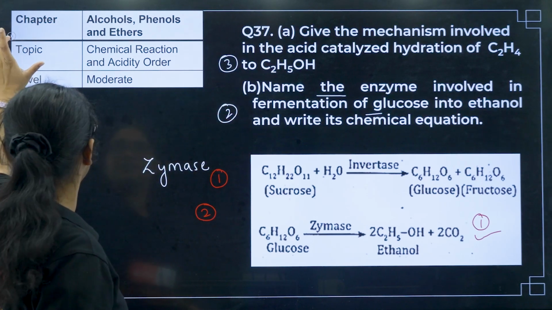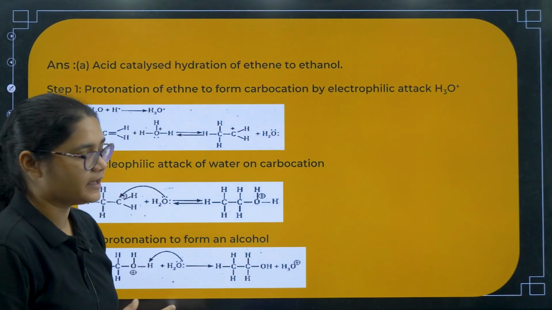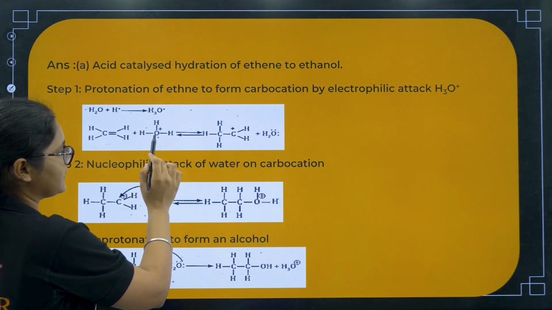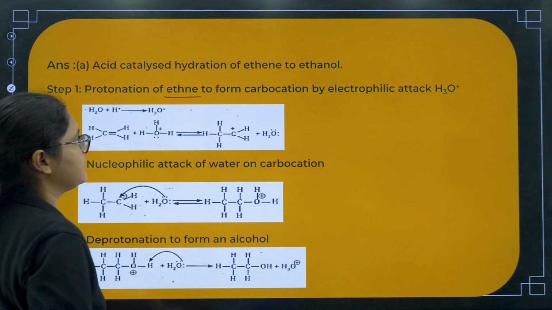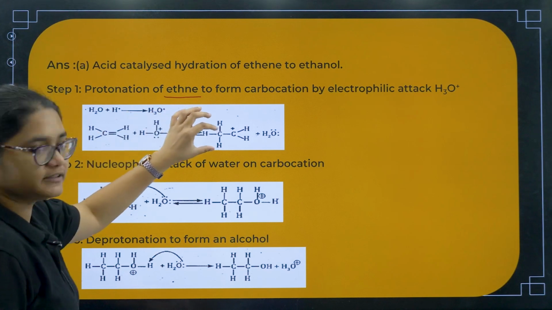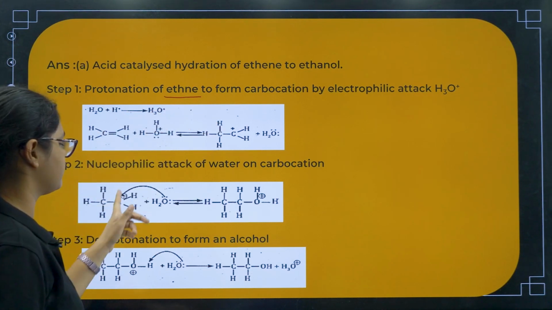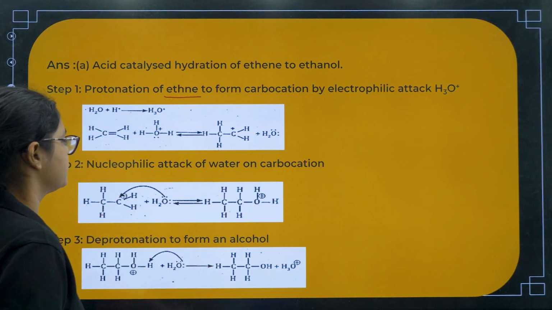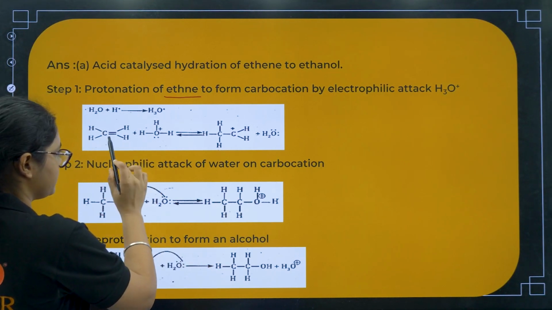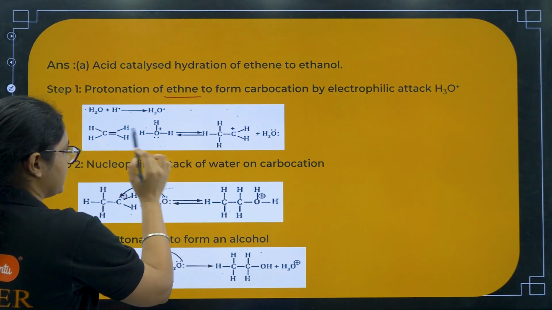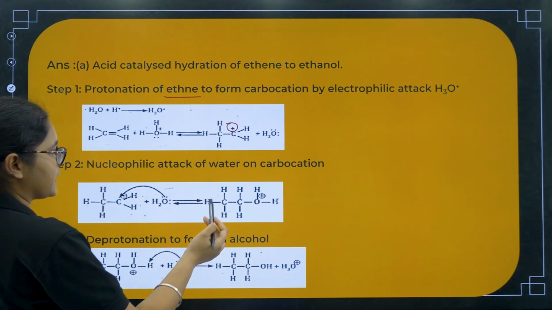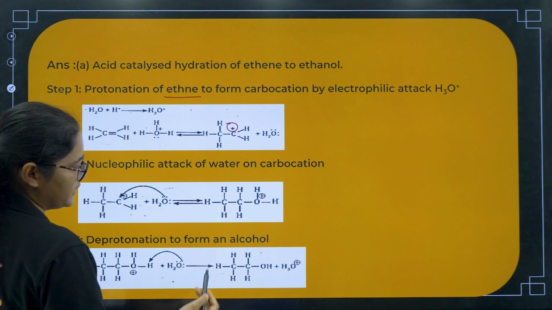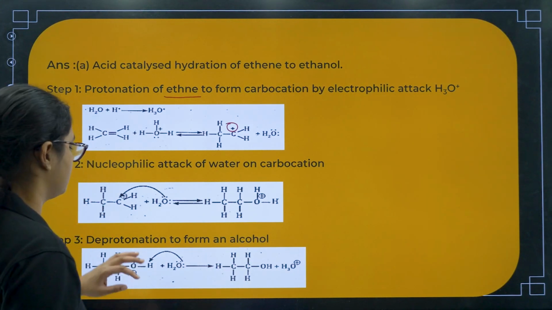Now A part is very direct. Reaction mechanism, 3 steps are there. So first step is what? The protonation of ethene to form carbocation. So that is the first step. Second step is the attack of the nucleophile. The third step is the deprotonation of the alcohol. So you can see here first H is attached and then carbocation is formed. In the second step water attacks here, and in the third step there is a deprotonation and we get ethanol back. Okay.